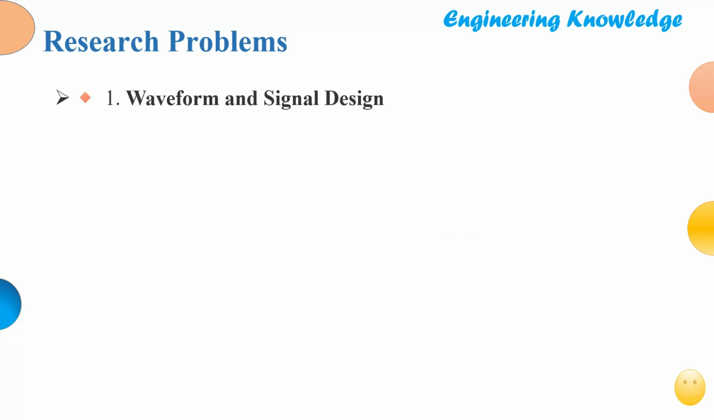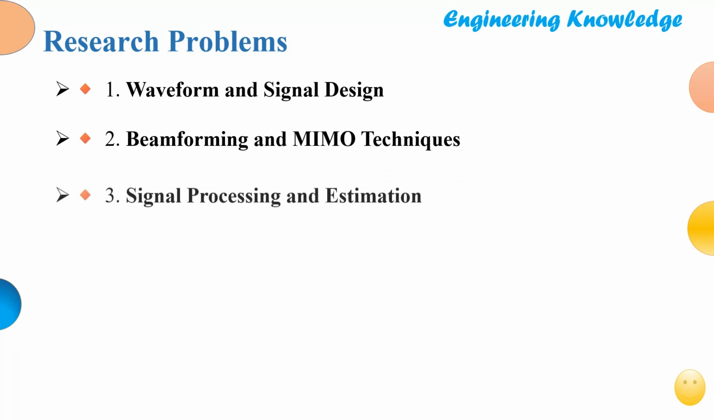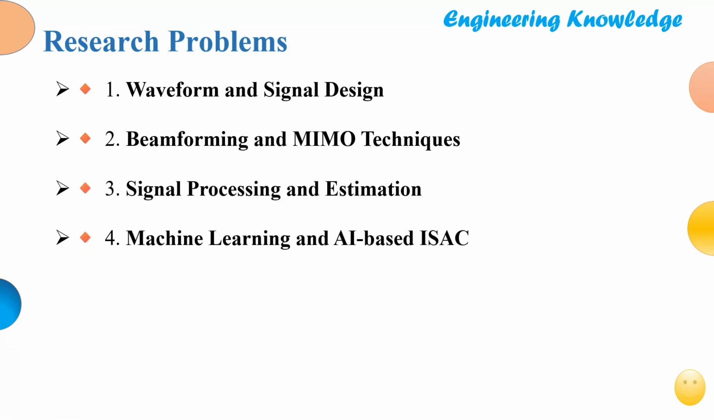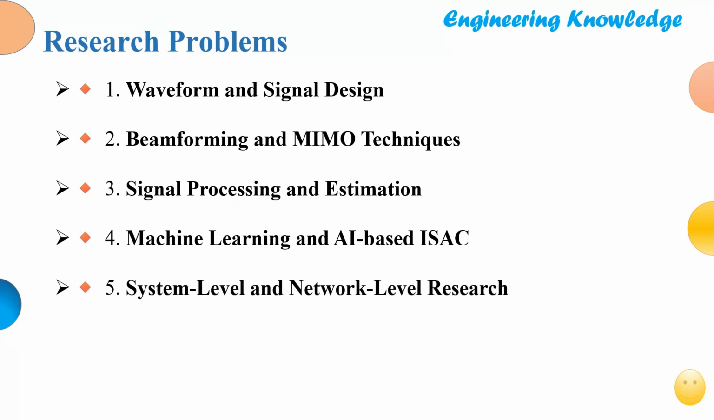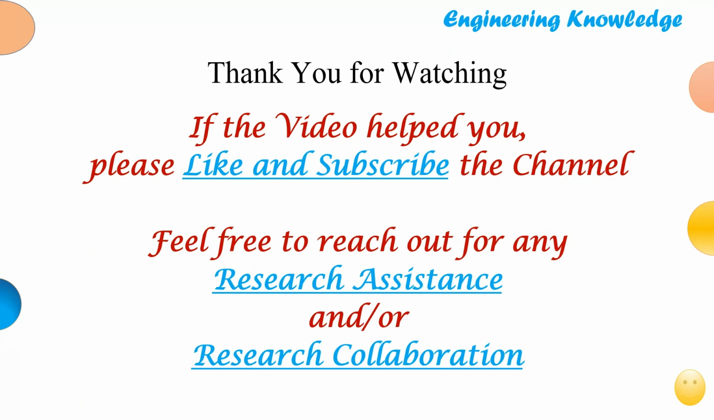What are the research problems? Waveform shape and signal designs, beamforming and MIMO techniques, signal processing and estimation, machine learning and AI-based design, system level and network level research, hardware and prototyping, and also security and privacy aspects. These are the open research problems in integrated sensing and communication systems. So this is all about integrated sensing and communication systems, ISAC systems, and in subsequent lectures we can develop how to solve these problems using mathematical analysis. Thank you.